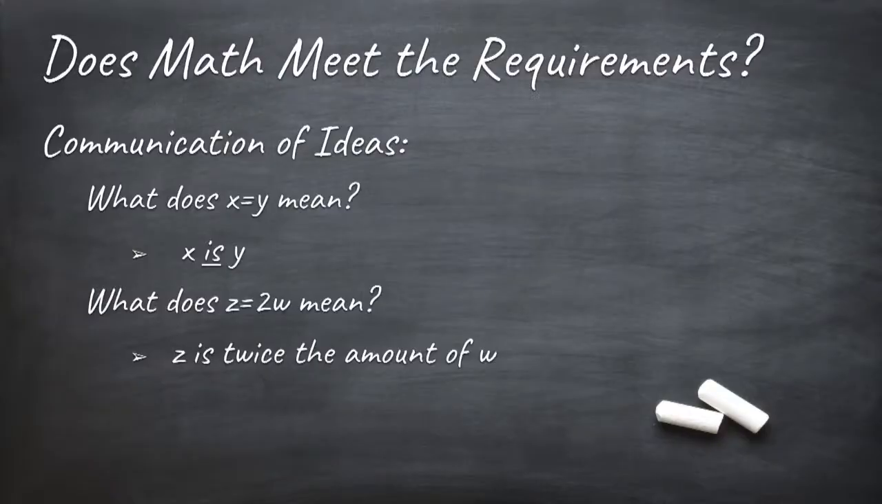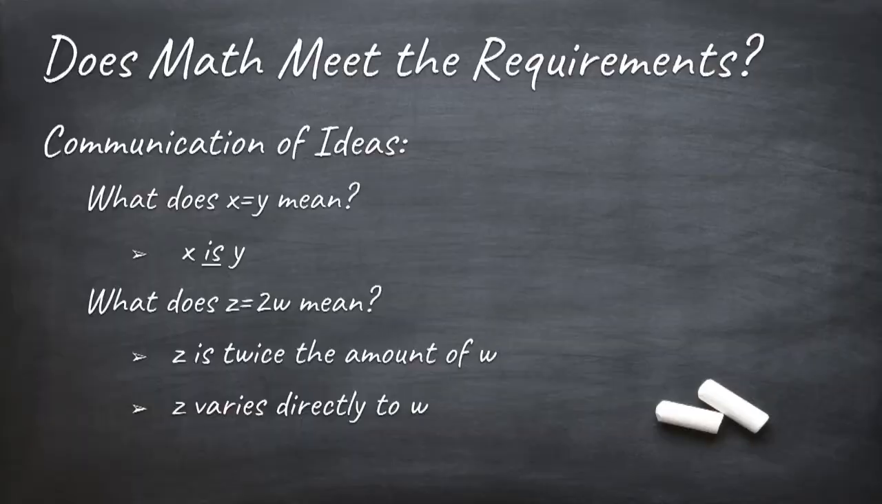Yes, 2 W's is Z. Is there anything else we can say about this? Well, it also says something about W. It says something about W too. Yeah. So there are actually a lot of things we can say about this.